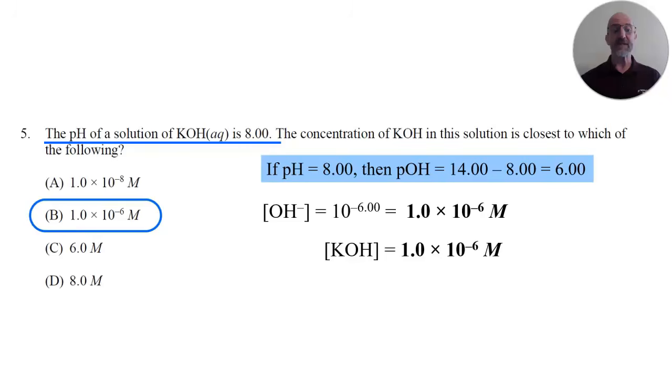So again, the correct answer to question 5 is not choice A, but rather choice B, because what we had to do is calculate the pOH and then do 10 to the minus pOH to determine the concentration of the hydroxide ion and the concentration of KOH. So hopefully that explanation makes sense. Now let's move on to question 6.